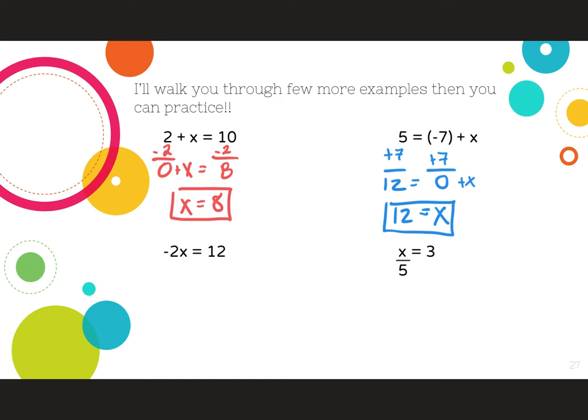Alright, next one, we have -2x equals 12. I have my variable here. I got to figure out what operation is here. It's right next to it. There's no operation. Usually, if there's no operation symbol, we can assume it's multiply because we know in math, if numbers are just next to each other, we're going to probably multiply them.